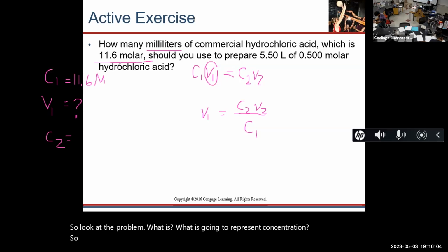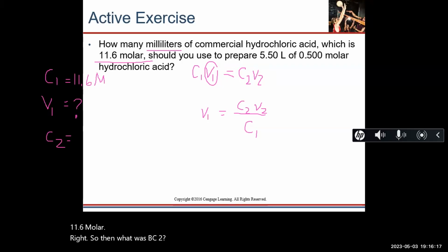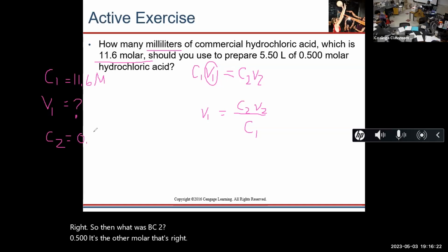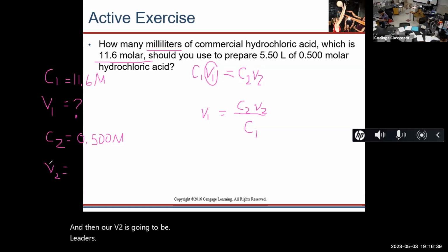So for C1, we know that it was 11.6 molar, right? So then what must be C2? It's 0.500. It's the other molar. That's right. And then our V2 is going to be liters. 5.50. 5.50 liters.